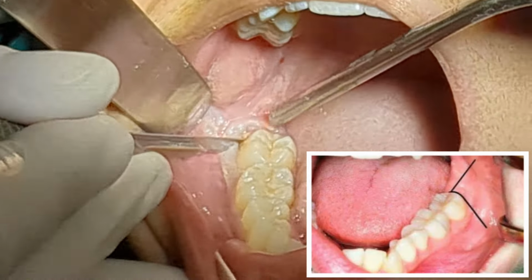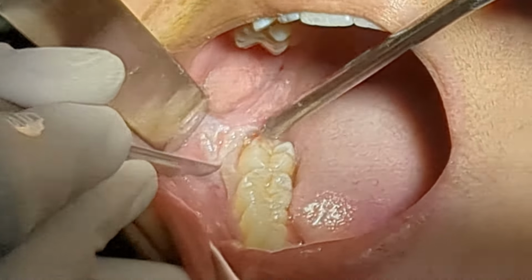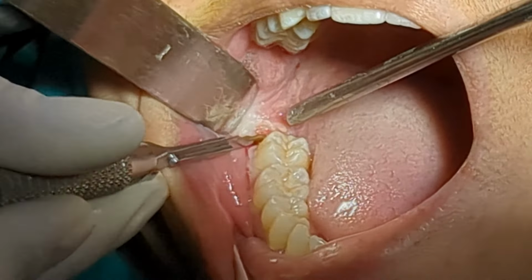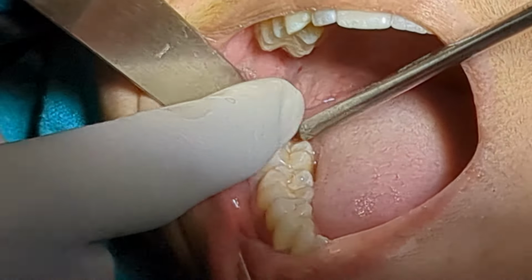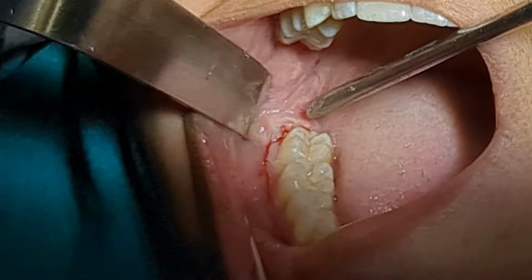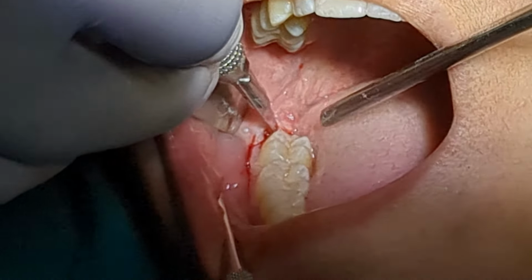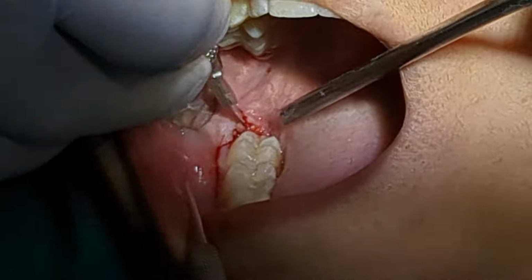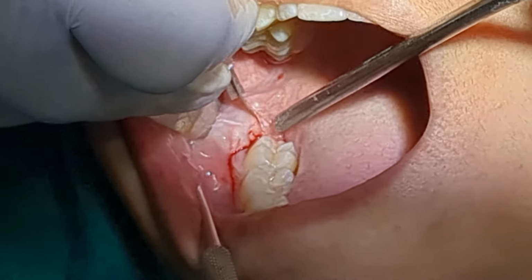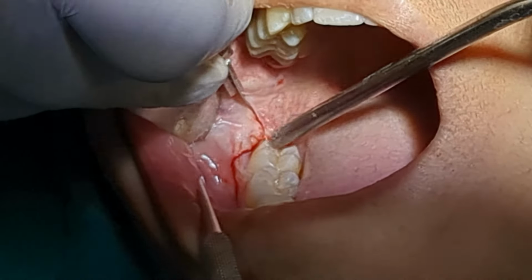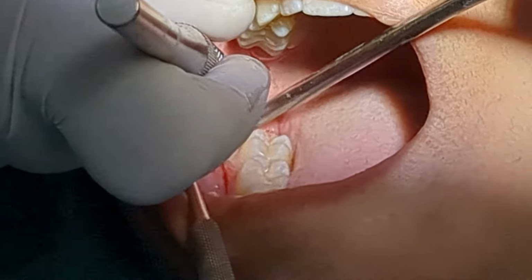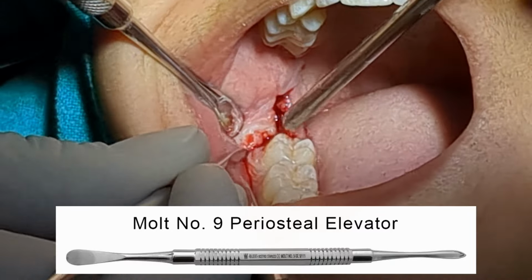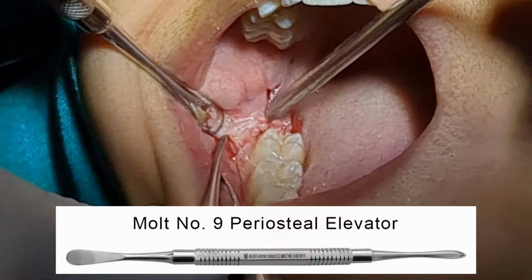I place a triangular incision to expose the tooth and the bone. Then I use a Molt's number 9 periosteal elevator to reflect a full thickness mucoperiosteal flap.